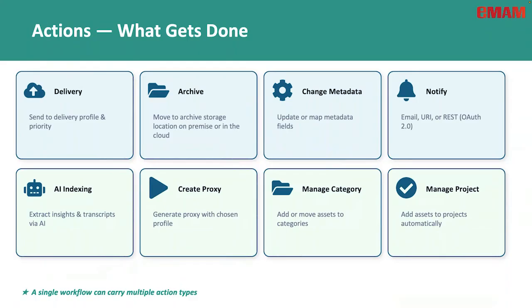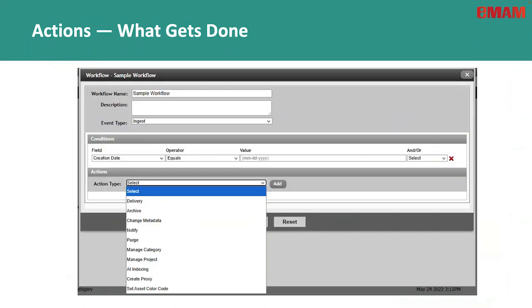I could move an asset or add an asset to another category, and then of course also add the assets to a project automatically or manage a project. So again, you have the ingest trigger, you've got the conditions, and now you've got the actions here as well.